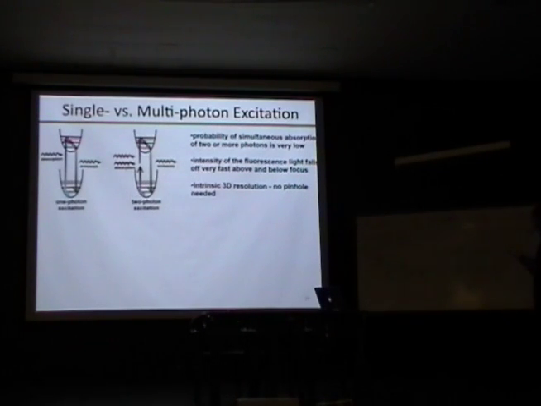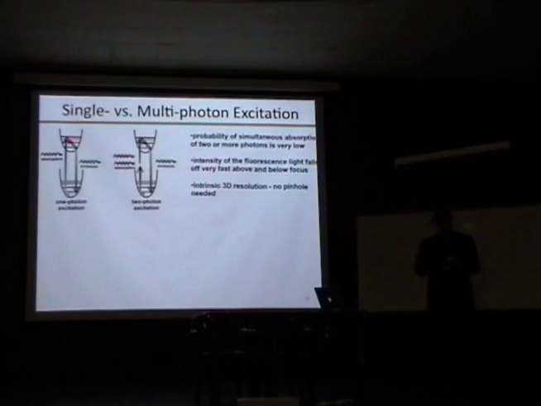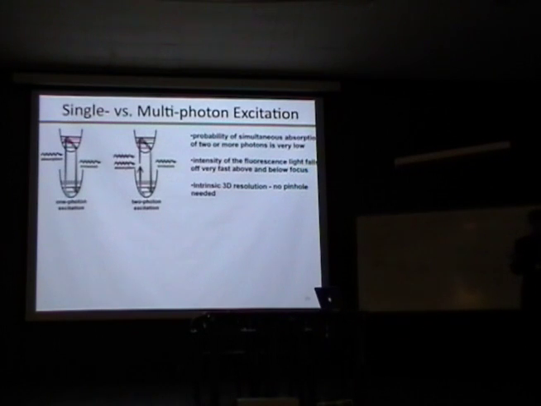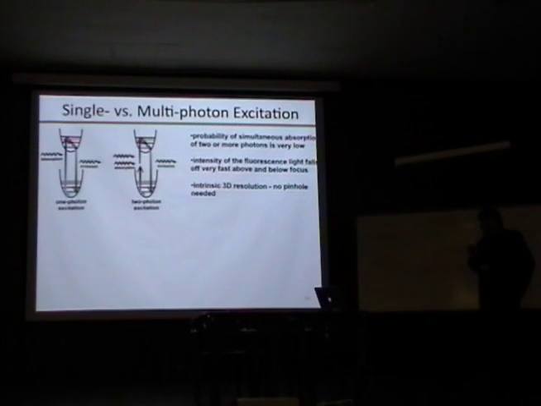So as I already mentioned, the probability of simultaneous absorption of two or more photons is very low, and the intensity of fluorescence light falls off very fast above and below the focus. Therefore, we have intrinsic resolution in this process, so that we do not need to use a pinhole or confocal microscopy setup. Instead, all light coming from the sample can be collected, we only need to scan the sample without worrying about using the pinhole in the detection system.